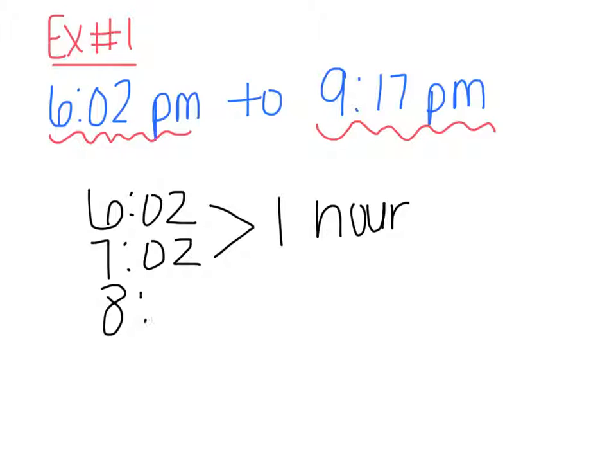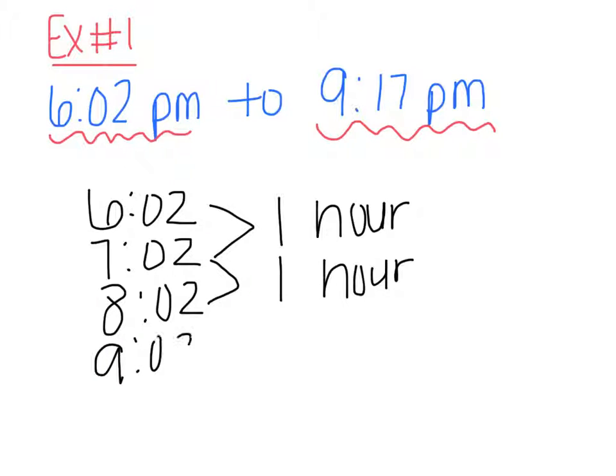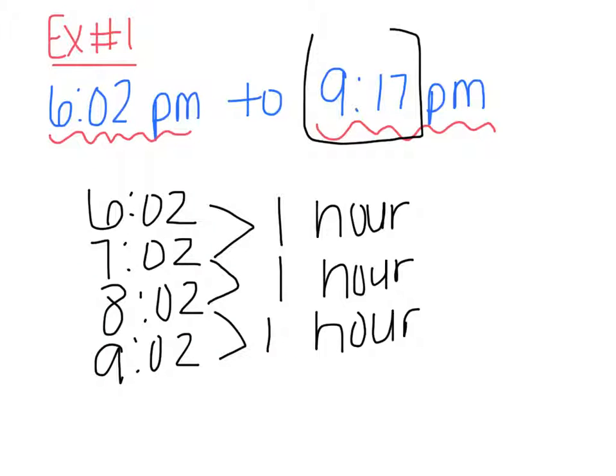And then 8:02 is another hour. And then 9:02 is another hour. So I'm just counting up each hour. 6:02, 7:02, 8:02, 9:02. Now I can't go to 10:02 because I have to stop at 9:17. That would be way too far. So now I just need to count the minutes from 9:02 to 9:17.